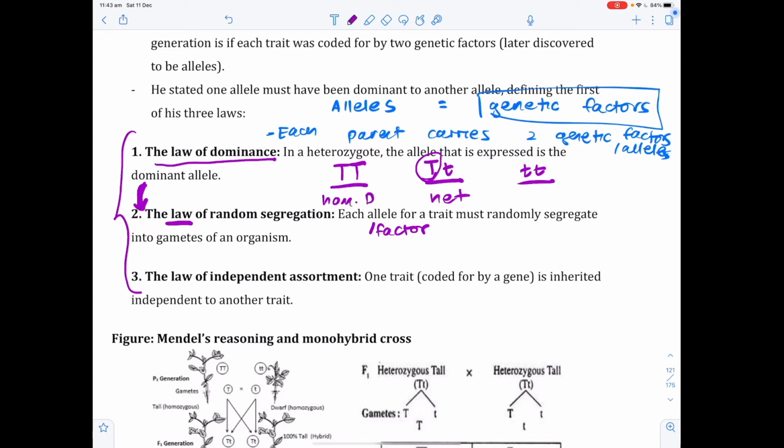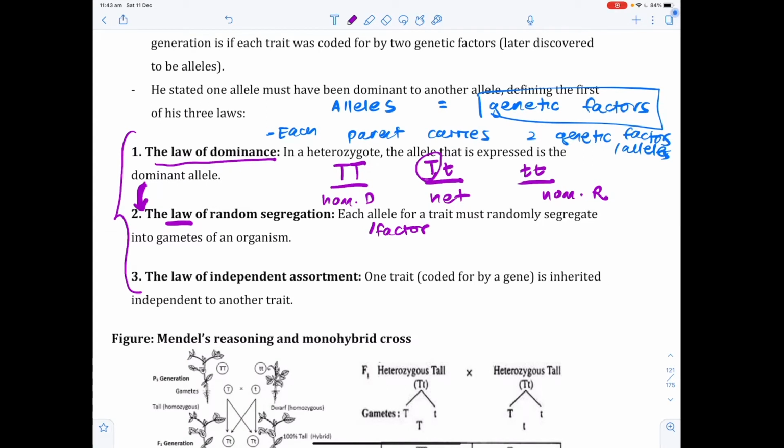Homozygous dominant and so all he mentioned was that in organisms which have a dominant and recessive allele, the dominant allele will be physically expressed and mask the recessive. Does that make sense, Lachlan? Yep, thank you, sir. Okay, good.